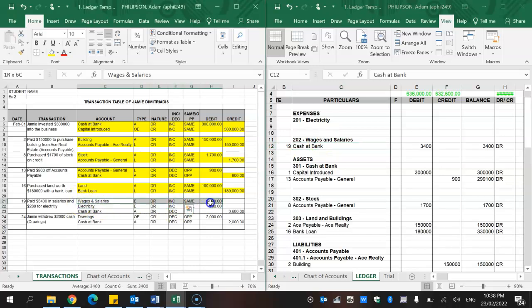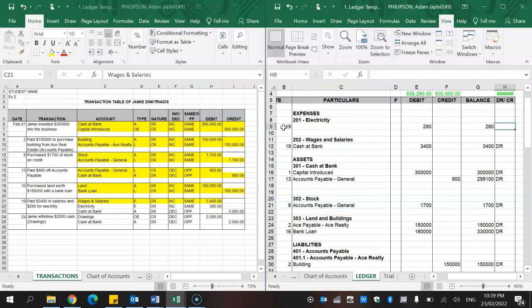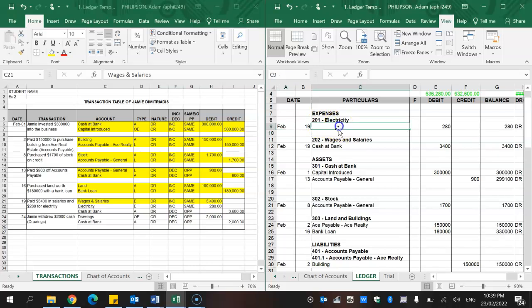Highlight that. Bunskis. And we move on. Electricity account. Come up here. Again, put in Feb 19. And we want to put $280 debit into this account. So our balance is $280 debit. And our particulars, again, just like wages and salaries.